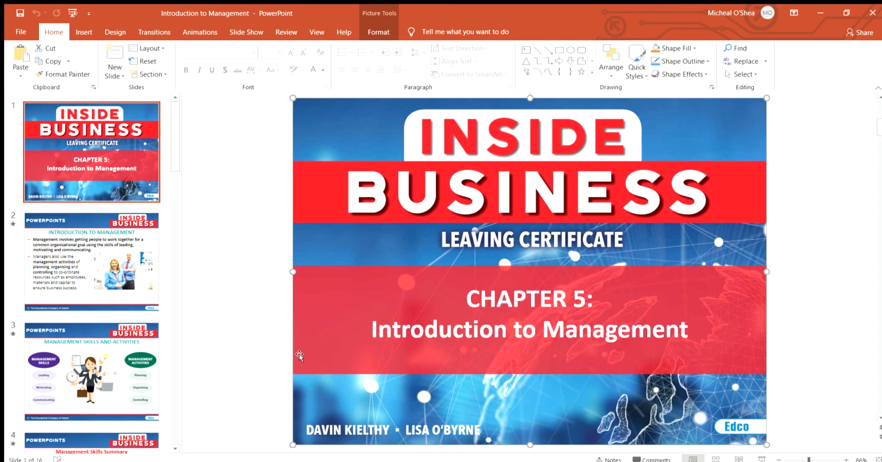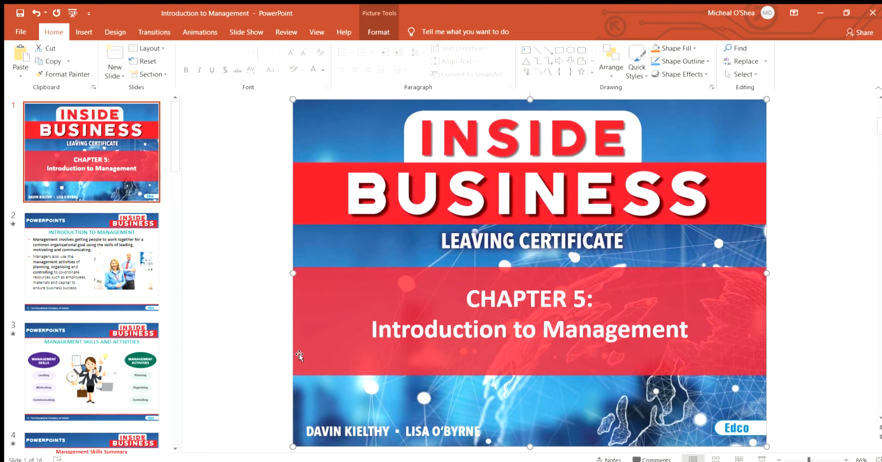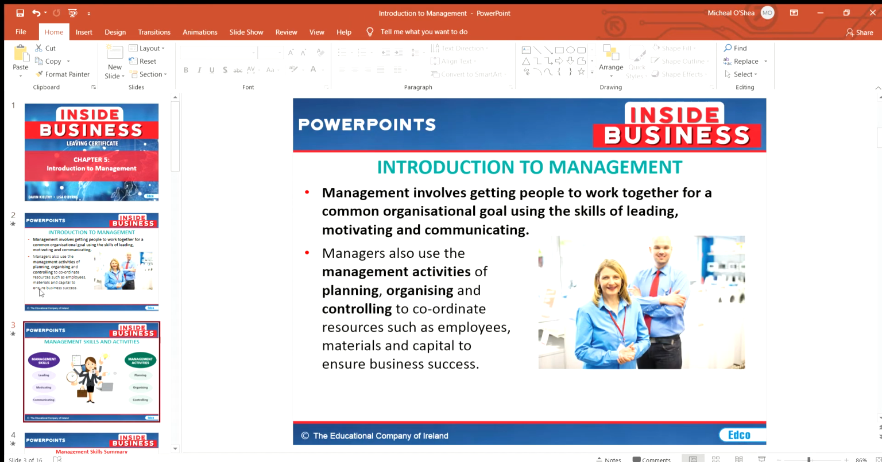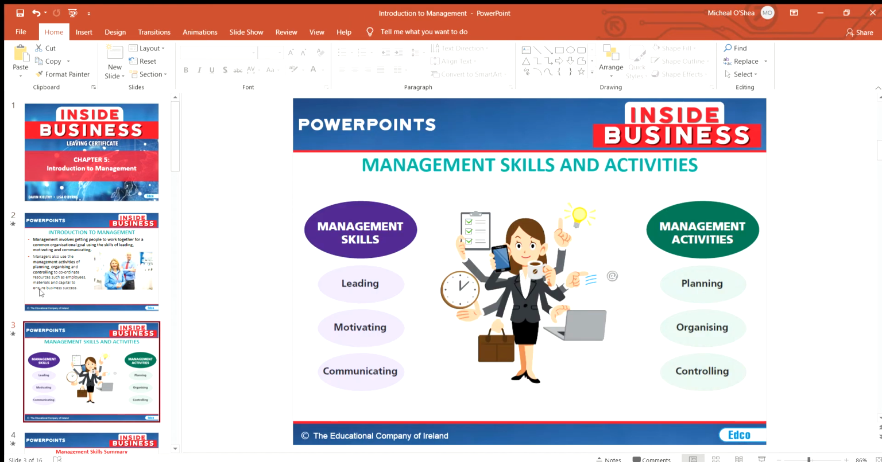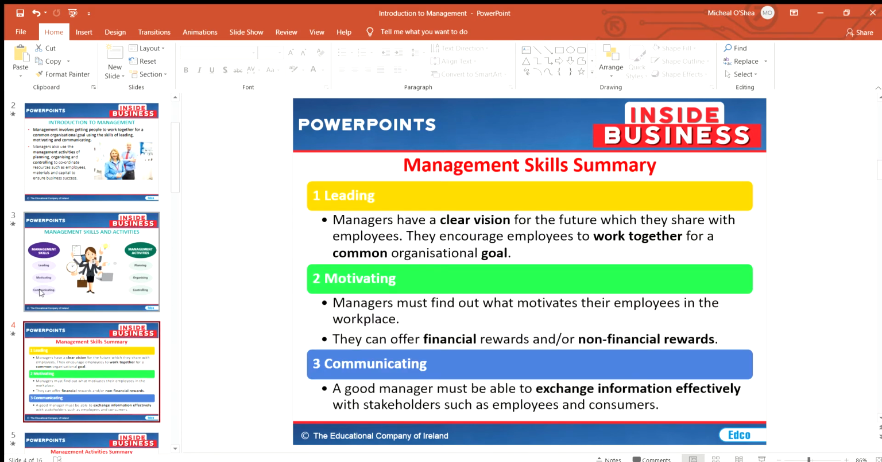This is our second and penultimate lesson on Introduction to Management. Quickly going over what we looked at the last day, we looked at the skills and the activities, and just what they are. So leading, motivating, and communicating being the skills that a manager would need, and then the manager would need to have these three activities in place: planning, organizing, and controlling.